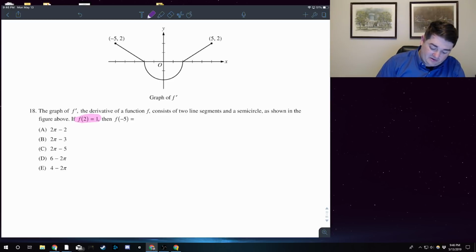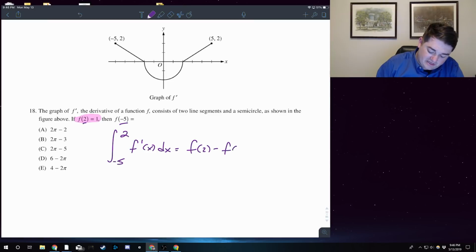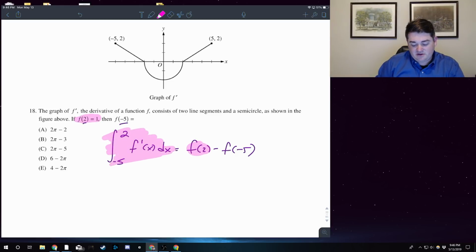On this one, they're asking for f of -5. I know about 2. The integral from -5 to 2 of f prime of x is going to be f of 2 minus f of -5. Okay. This I know, this I can find out, and that's going to allow me to solve for that.